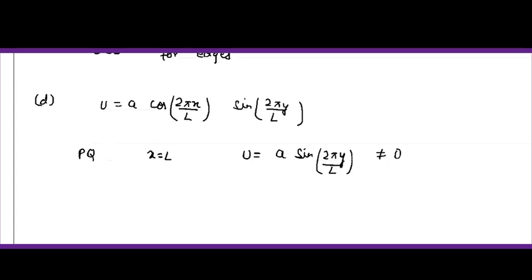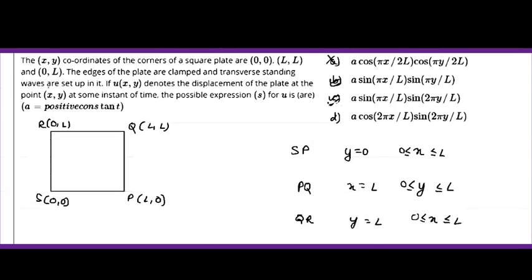That means we can say that our D would be an incorrect option. So the correct options would be our B option and the C option. So hope you have understood the solution.